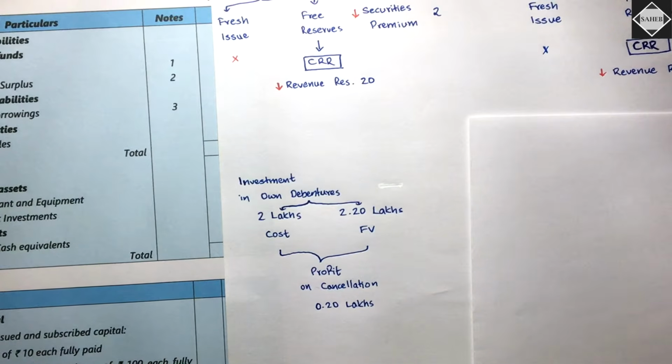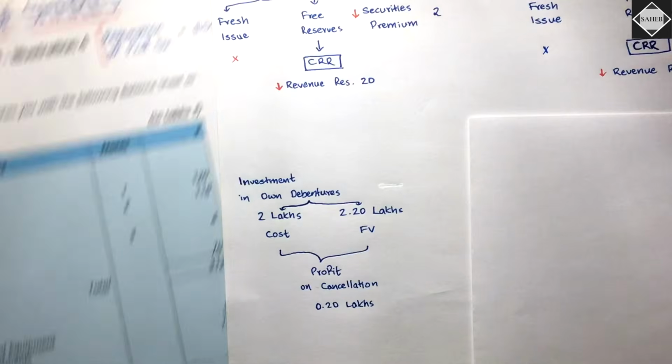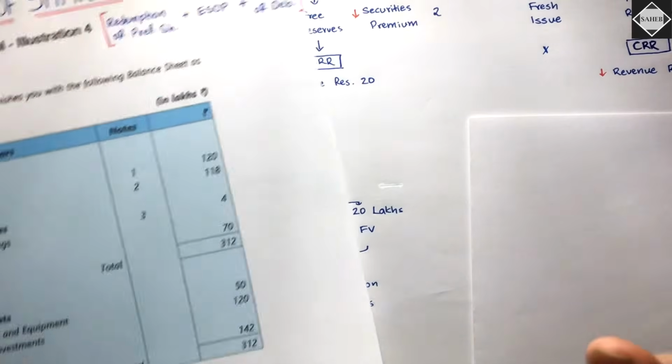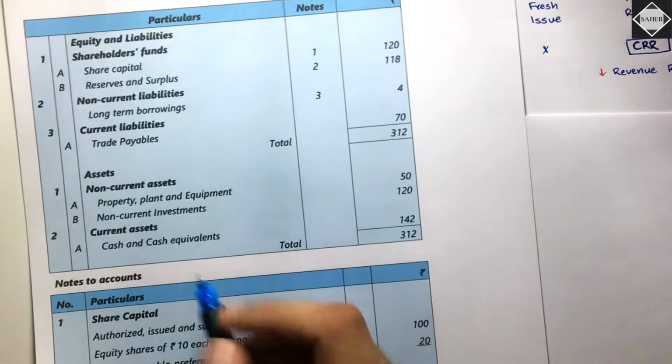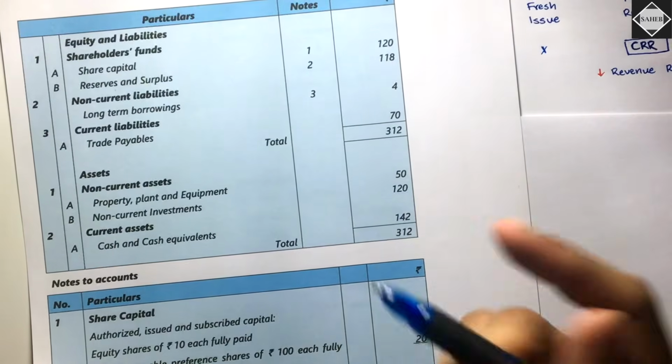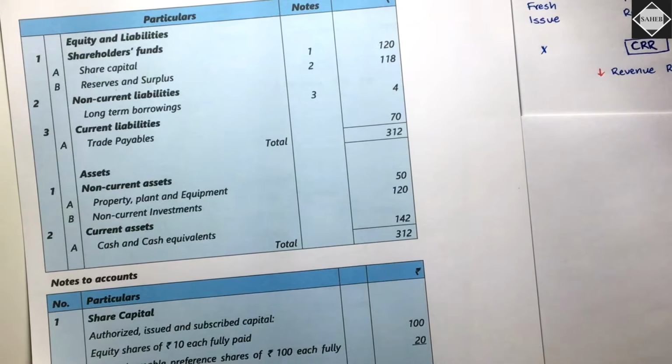Do you know the entry? It's really simple. See here, investment in own debentures account is an asset account, right? It's there in the investment, this non-current investment. So you will credit the investment by how much?